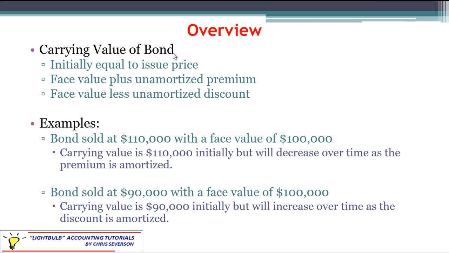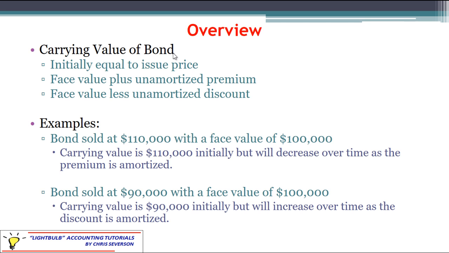So let's take a look at an example. In this case, the bond sold at $110,000, but it had a face value of $100,000. This is a premium because the bond sold at a higher price, so the carrying value is going to start off higher at $110,000, but eventually it will decrease over every period of interest, and eventually it will equal the face value after this premium has been amortized at the end of this bond's maturity.